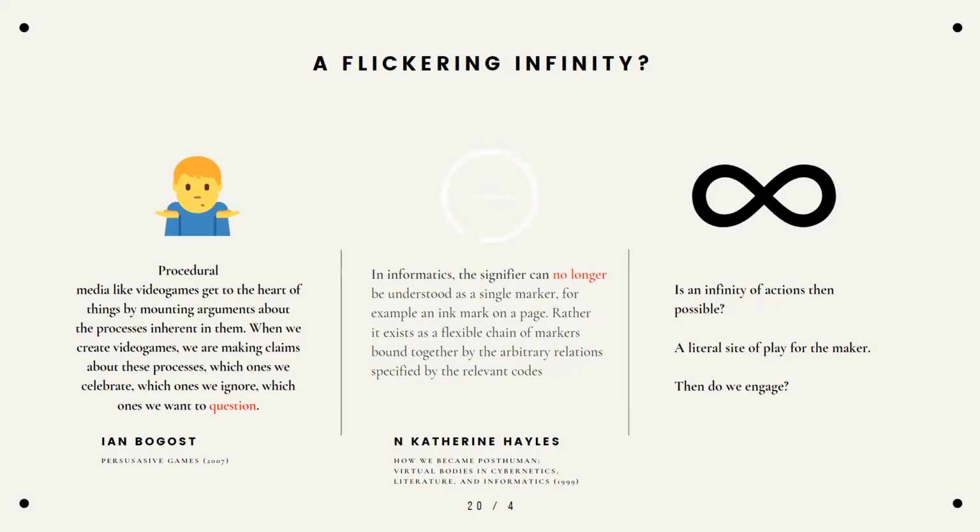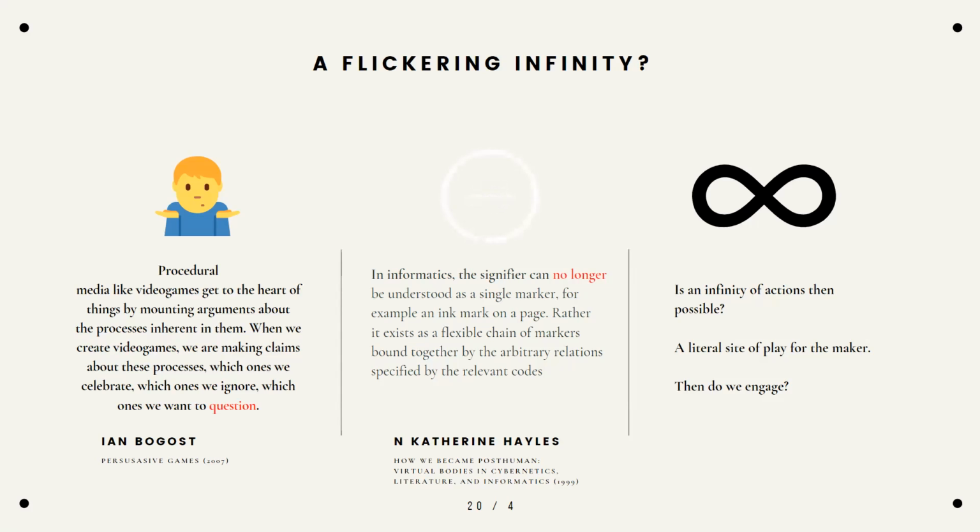Next, N. Katherine Hayles, once again very seminal, so I'm not bothered to repeat that word again. How We Became Posthuman: Virtual Bodies in Cybernetics, Literature, and Informatics. She talks about something called the flickering signifier. She develops this idea from the Lacanian notion of the floating signifier. And in informatics, the signifier can no longer be understood as a single marker. For example, an ink mark on a page is a flexible chain of markers bound together by the arbitrary relations specified by the relevant codes.